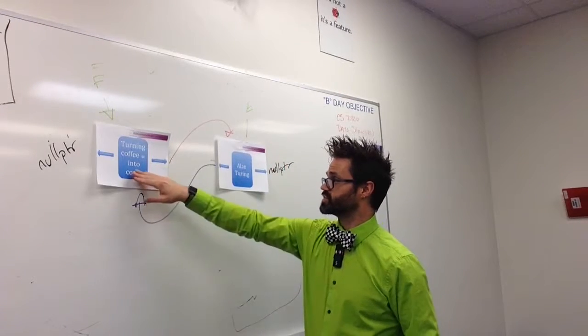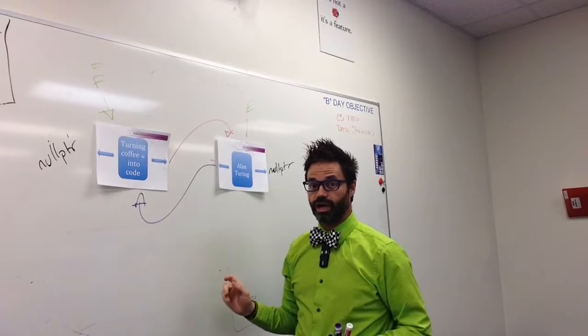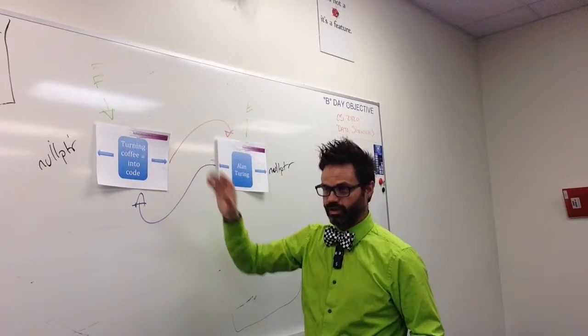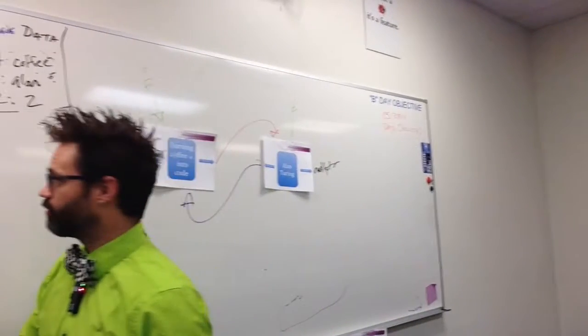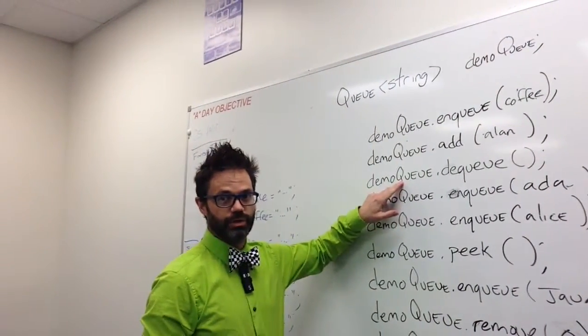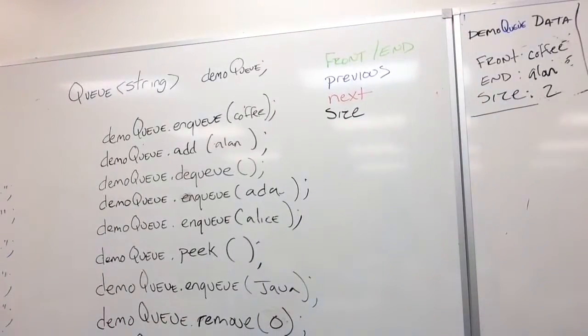So size of 2. This is the 0 spot. This is the first spot in the node. And again, because it's a queue, I only have access to add to the end and remove from the front. So we have that right there. So let's test that out over here. We're going to test that out with our dequeue call. So we're using demoqueue.dequeue. So when we dequeue, we're going to automatically remove from the front of our queue.